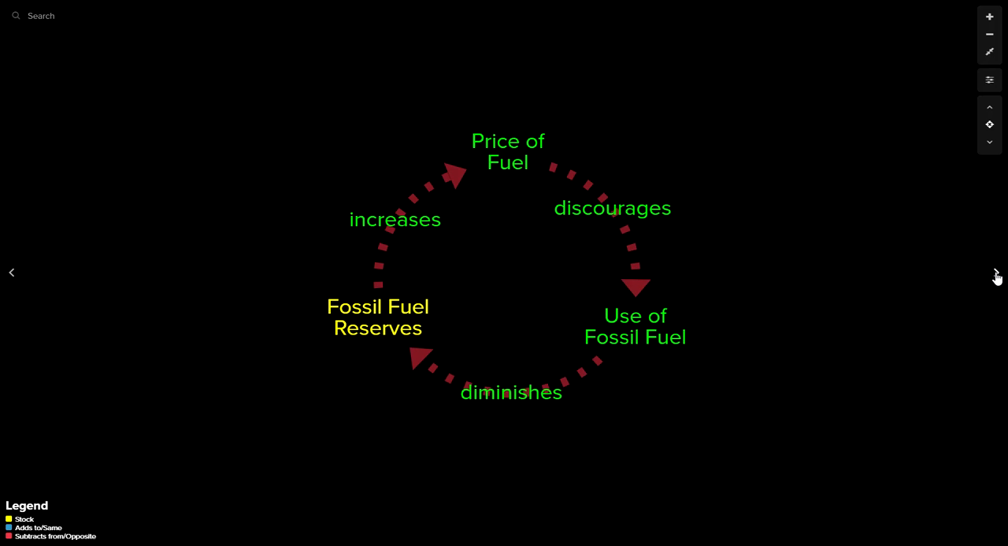So we end up with a structure that's attempting to balance or stabilize the activity, because the more you diminish the reserves, the higher the price goes, and the more it discourages people from using the fossil fuel. So the whole idea is that it's a structure that, because of the nature of the relationships, tends to stabilize the activity. This is one of 3 types of balancing loops, and I'll talk about the other 2 in the subsequent videos.